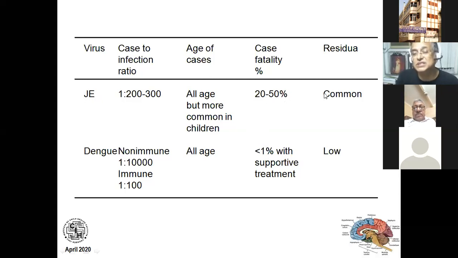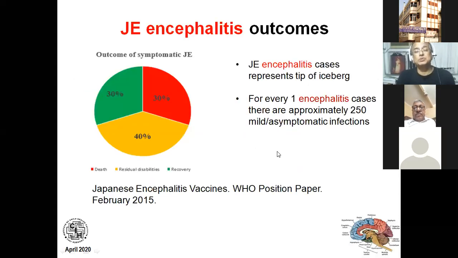And what is residua? The sequelae in Japanese encephalitis is very high, very common, whereas in dengue it is low. So if you see what is the outcome, 30% of the patients will escape unscathed. They will not have anything. 40% will die and 30% will leave behind severe neurological sequelae. Not only neurological sequelae, but they might also leave behind mental sequelae and neuropsychiatric sequelae also.